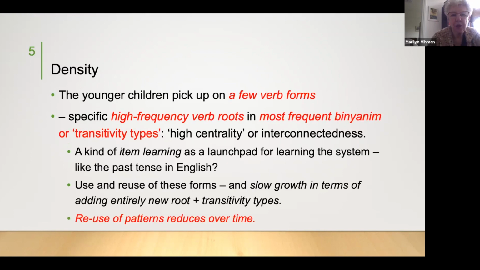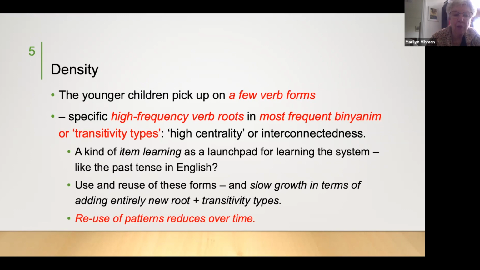Okay, so one of the measures that the network analysis gives us is density. That's one of the major measures. And what we find, this is something that is discussed in a couple of the talks, is that the younger children pick up on just a relatively small set of verb forms. They are specific high frequency verb roots that are used in that frequent binyan, kal, and also a couple of others. So the transitivity types that they pick up on are the ones that are used the most.